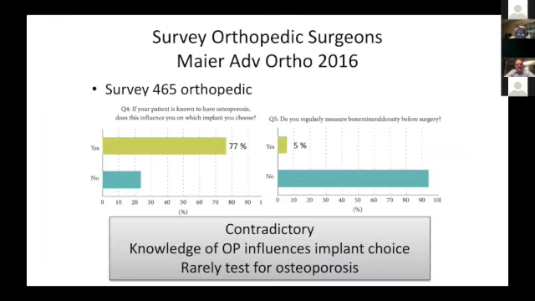Well, what do surgeons think about this? There's been a couple of surveys where we asked surgeons, is the presence or absence of osteoporosis important in your clinical decision making? And surgeons, of course, say, of course, we're totally concerned about that. And 77% say, yeah, that may affect how we're going to do the surgery. At the same time, how many people actually ever measure bone density? It was 5%. So there's a big dichotomy here, and that's one of the things we're trying to overcome.